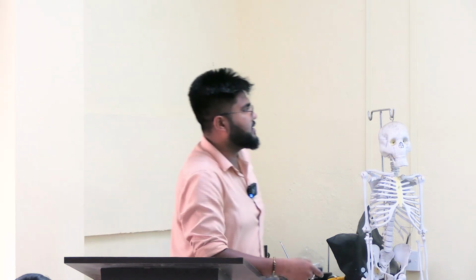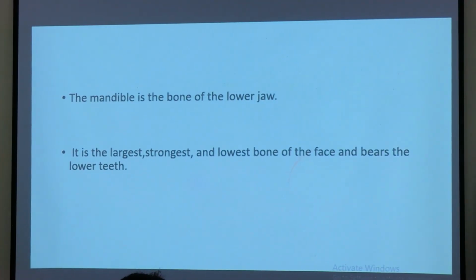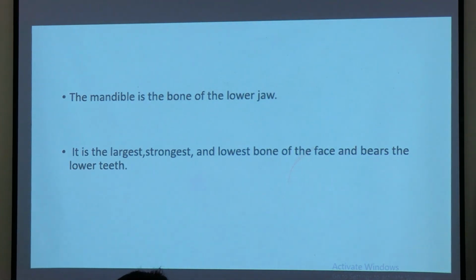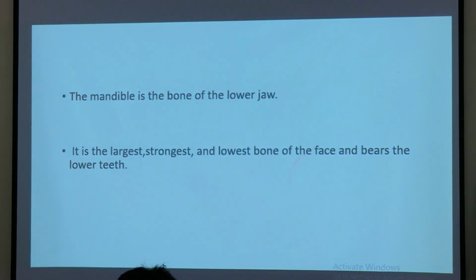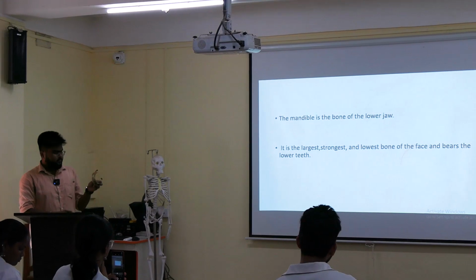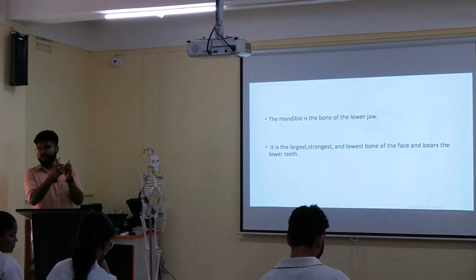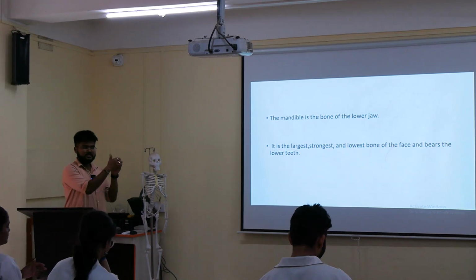Now see the slides one by one. If you want, you can write it down or take a photo. The mandible bone is mainly the lower jaw, and this is the largest, strongest bone of the lower face and mainly bears the lower teeth. This part is called the alveolar arch, where the lower jaw teeth are impacted.